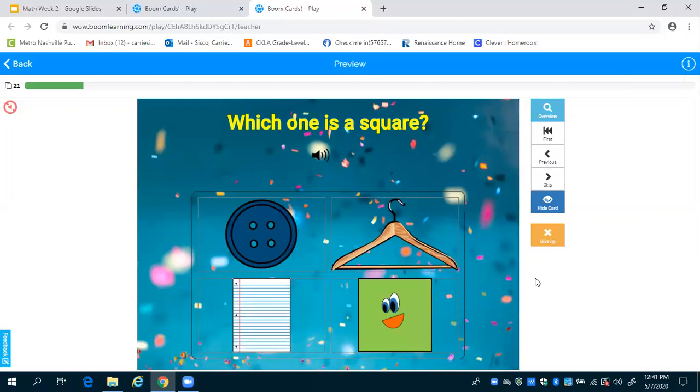Pay close attention to this one. Might be tricky. Ooh, I'm looking at both of these, but I'm going to say it's this one because I know a square has four sides and they're all the same or equal length. Yes, so the piece of paper does have four sides, but they are not all the same length. So you would be correct. The green one is our square. Great job.